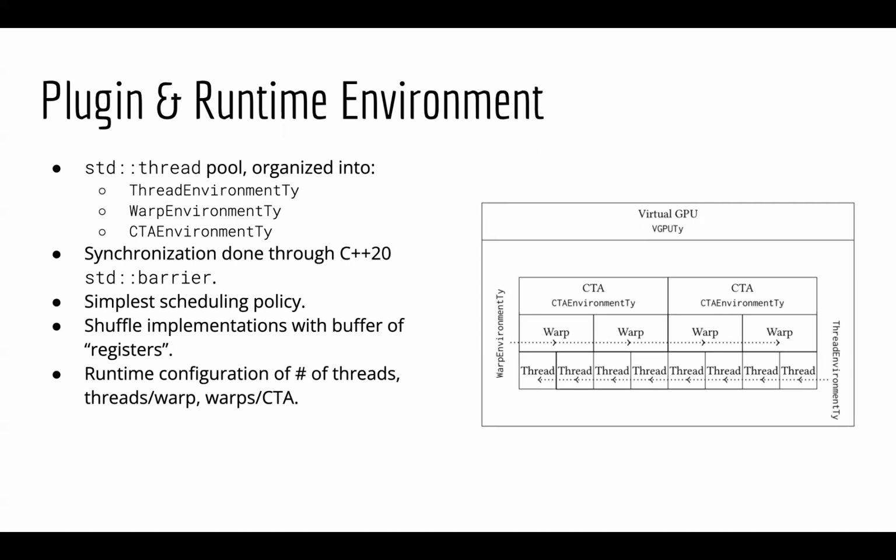There is a shuffle instruction, which is not available on the host. So we implement that via some buffers, and we use those buffers to emulate the registers for the shuffle instruction. As for how many threads per warp and how many warps per CTA, they can be configured at runtime. And as the figure shows here, those threads are organized into different hierarchies.